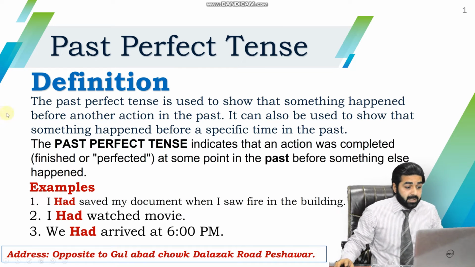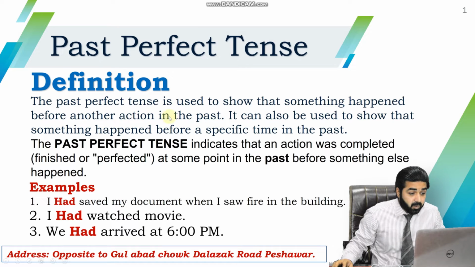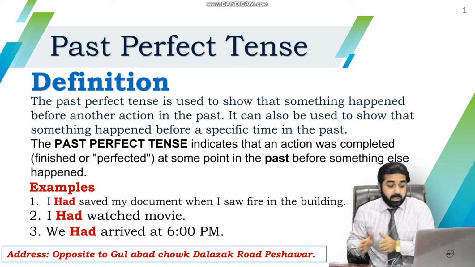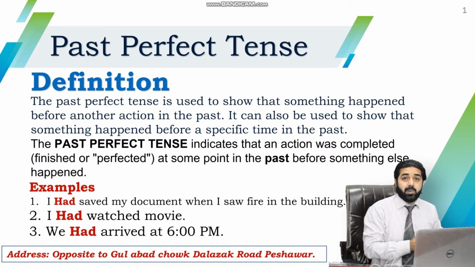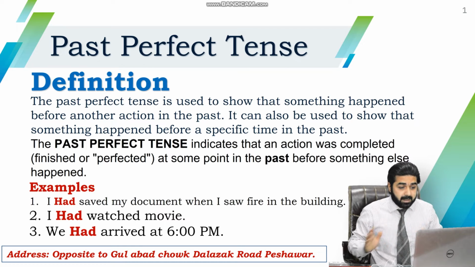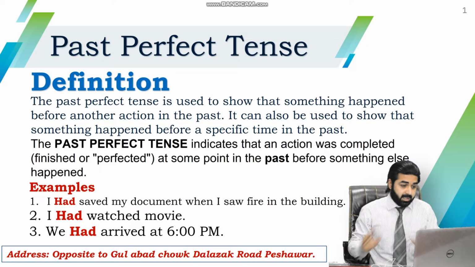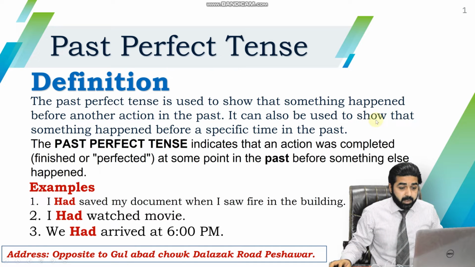So ये example था. पहले लाइन के लिए, the past perfect tense is used to show that something happened before another action in the past. Remember, fire in the building is one action and he had saved his documents is another action. Both actions are completed, but one action is completed before another action. Remember this one.